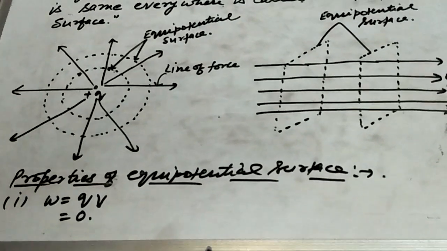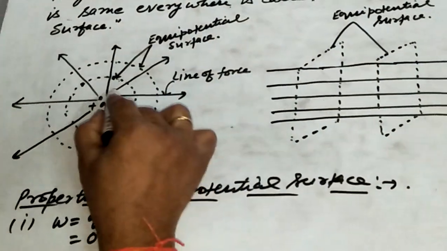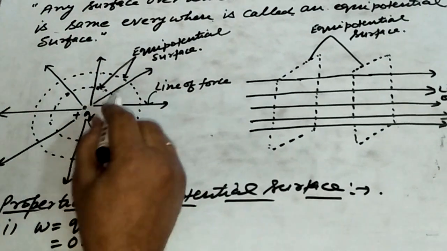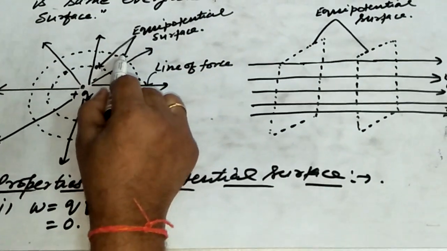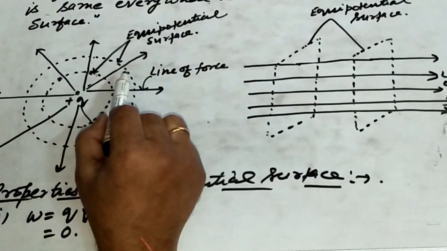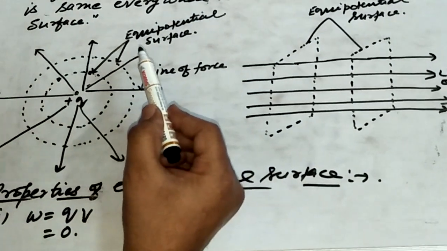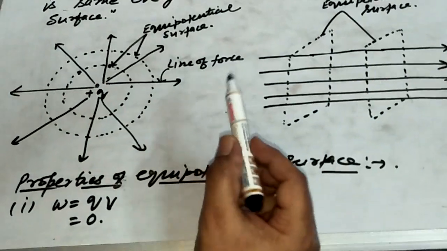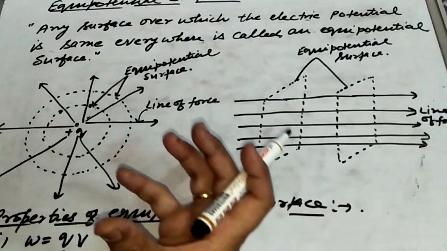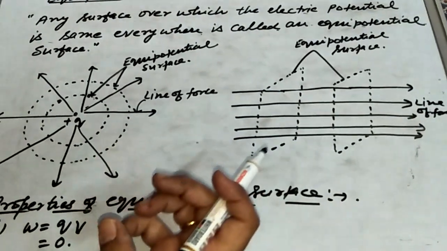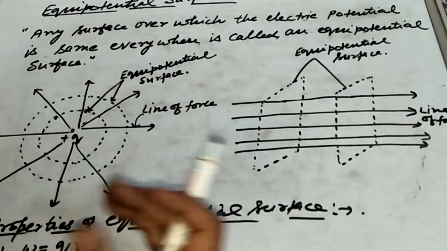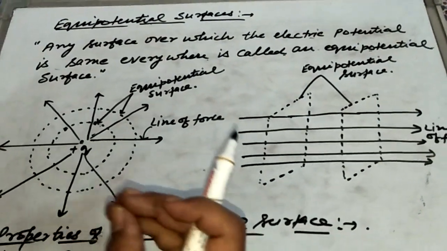The second property is that the electric field as well as the electric lines of force are always perpendicular to the equipotential surface. It means either the electric field or the electric lines of force are always at right angles to the equipotential surface. Third property, in a family of equipotential surfaces, where the surfaces are very close, the electric field is stronger, and where the equipotential surfaces are far apart, the electric field is weaker.